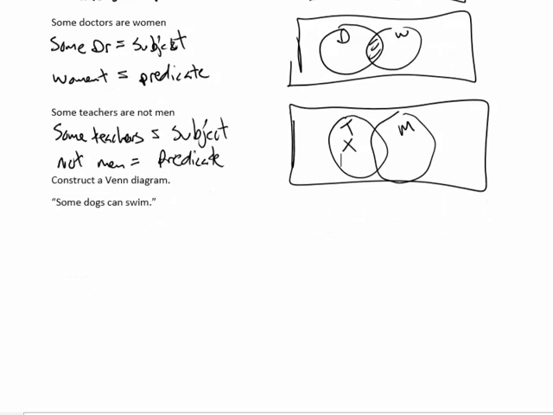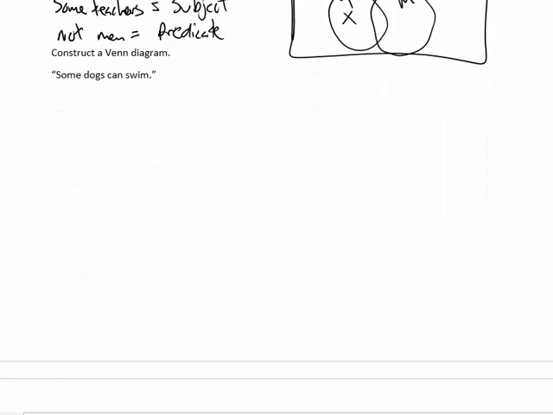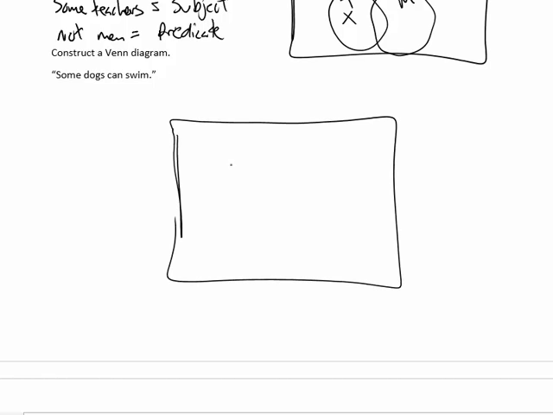I'm just going to keep practicing some Venn diagram illustrations. Some dogs can swim. All right, so what would our sets be? I have a set of dogs, and I've got to have a set of animals that can swim, but are they this? I mean, are all animals that can swim dogs?